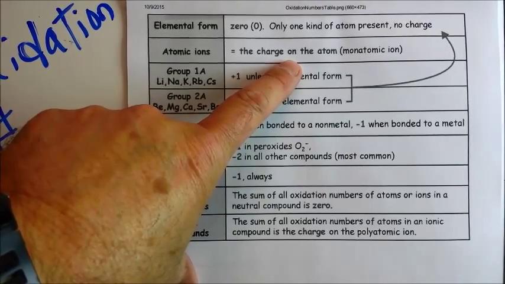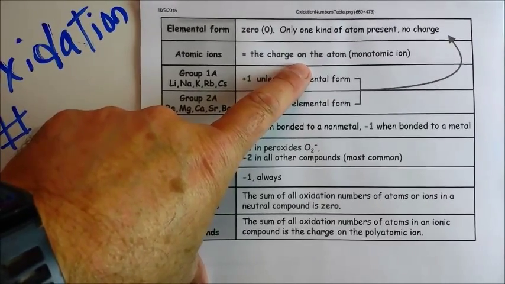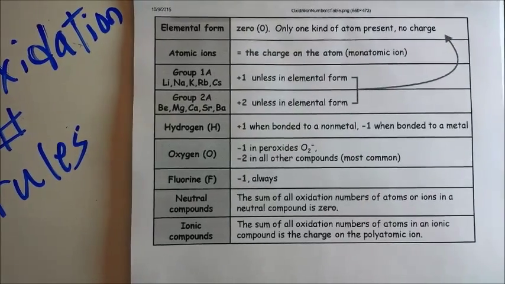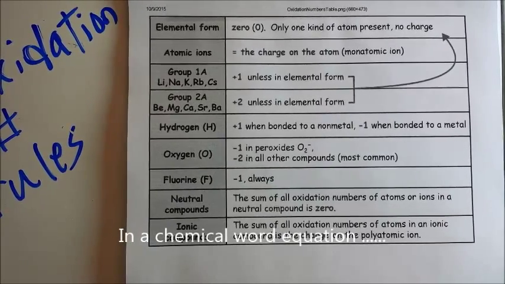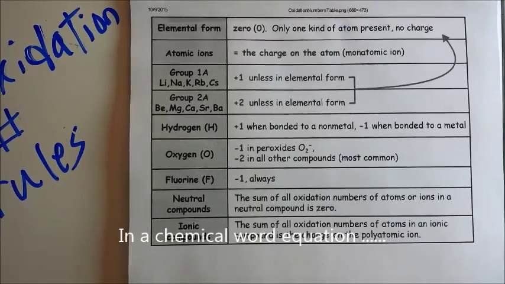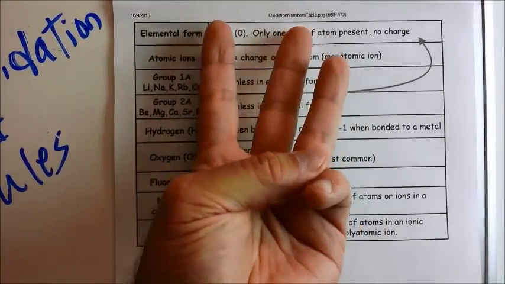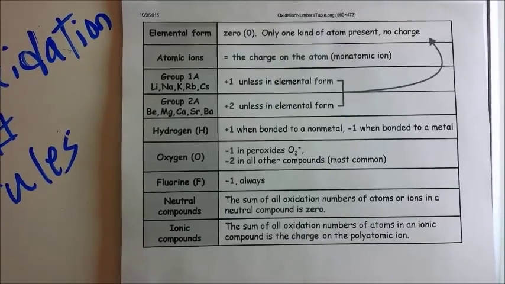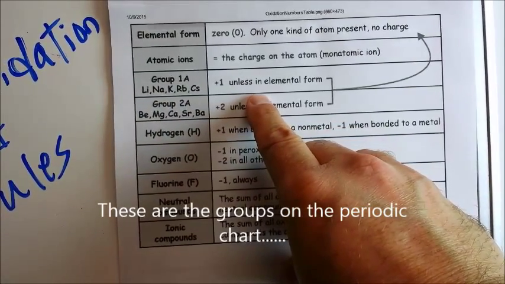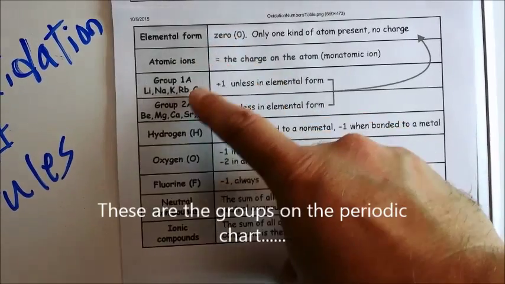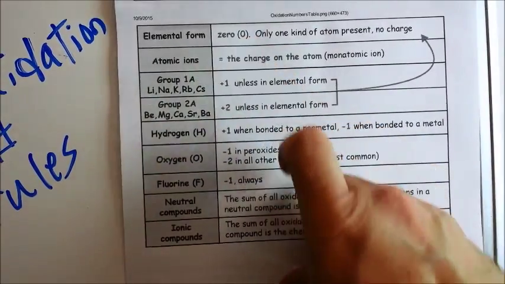Now, what I want to draw your attention to, though, are some of the transition metals in the middle of the chart. Things like iron. Iron can be iron 2 or iron 3, and usually in a chemical equation it will tell you which one it is. So if it's iron Roman numeral 2, then it's iron +2. If it's iron Roman numeral 3, then it means it's iron +3. It's just that simple. All of the elements in group 1A are +1 unless they're in their elemental form, and in that case their oxidation number would be 0. Group 2A, they're all +2 unless they're in their elemental form, then their oxidation number again would be 0.